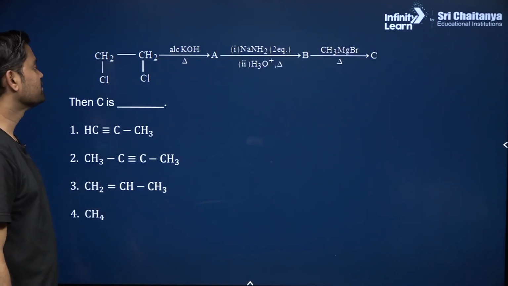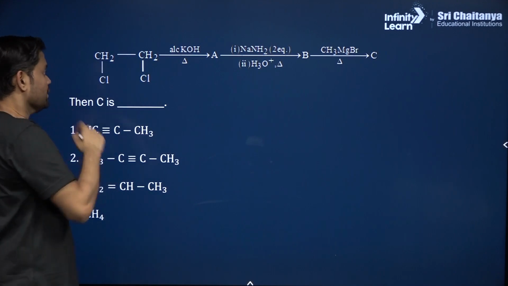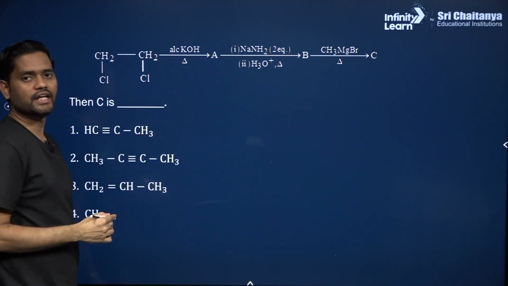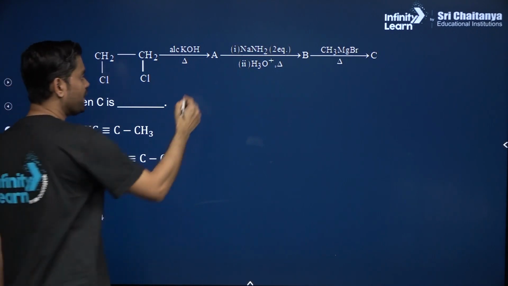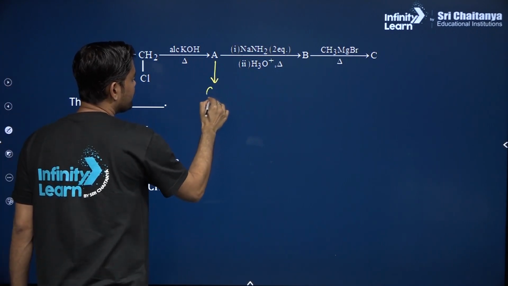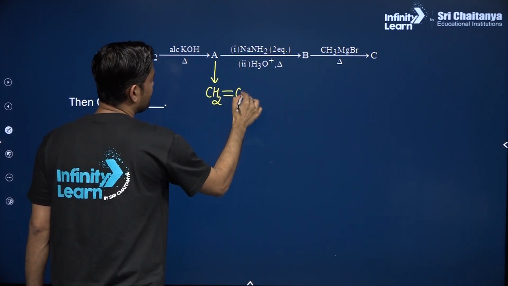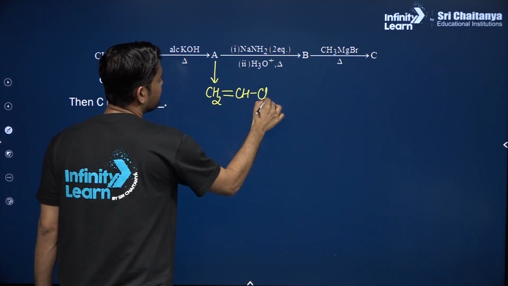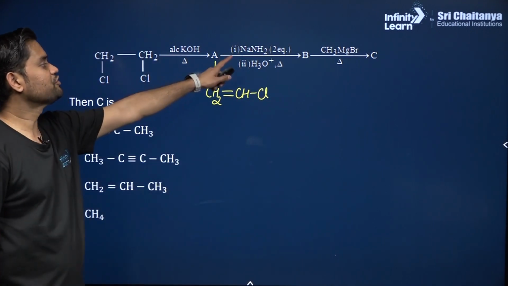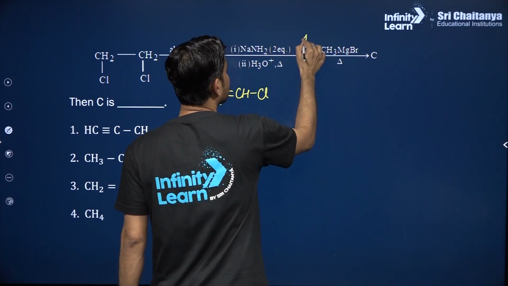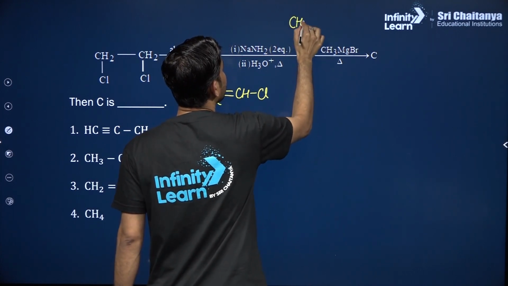Okay, next, this is 1,2-dichloroethane. Upon treating with what? Alcoholic KOH, it will undergo what? Elimination reaction, and A you will be getting as CH2=CHCl, that is vinyl chloride. Then NaNH2 followed by hydrolysis. Okay, so this will give you what? Another elimination to give you what? Alkene.